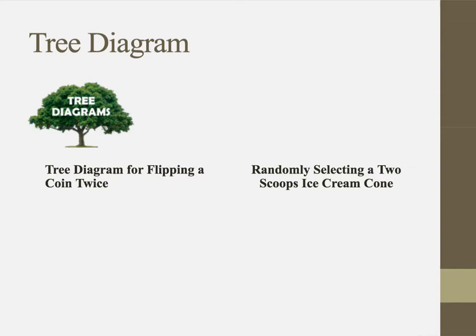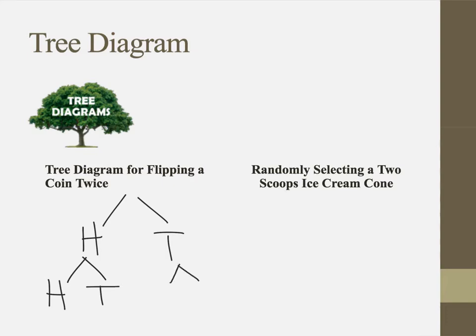Well, let's say we flip a coin once. How many outcomes would there be? Two. Heads and tails. Now, once I flip heads and I flip the coin again, how many possibilities are there? An extra 2. Heads and tails.